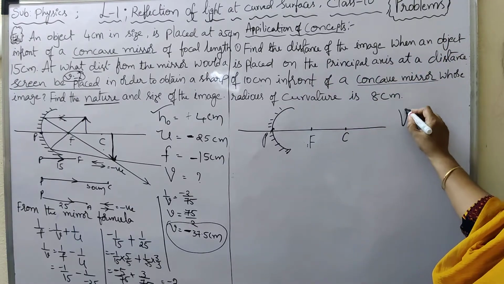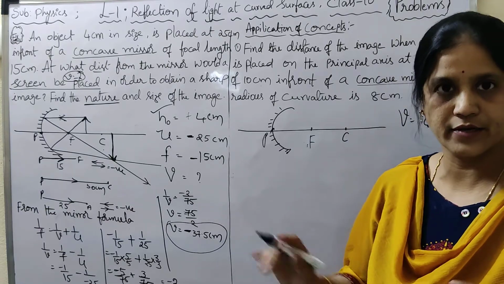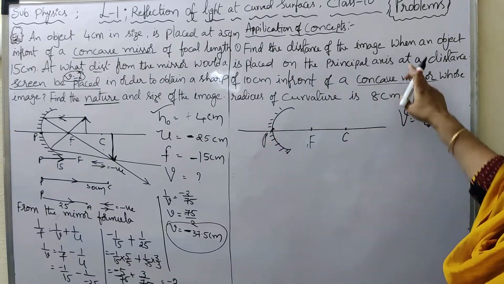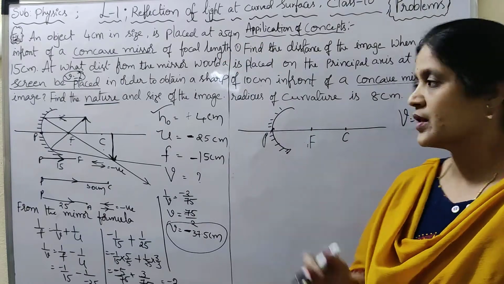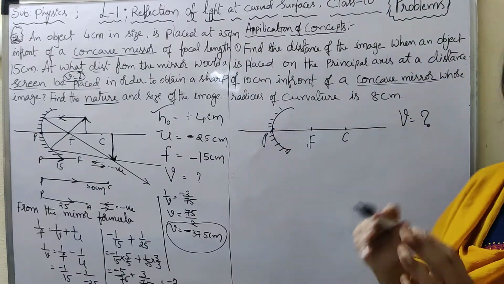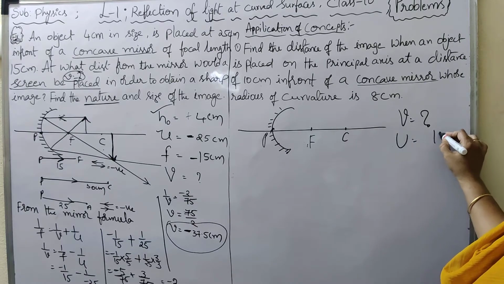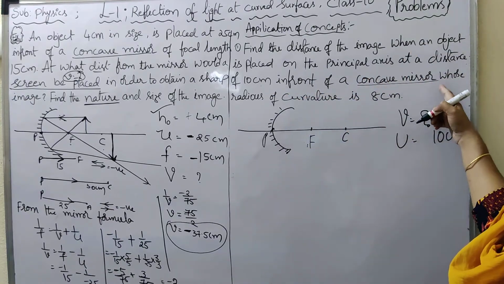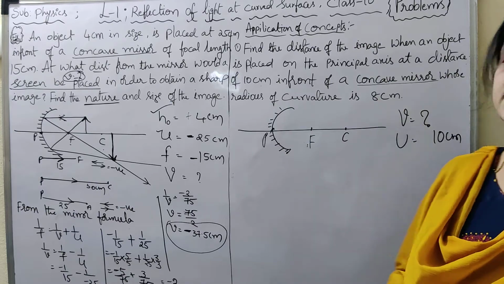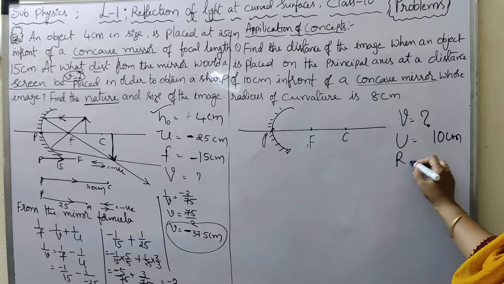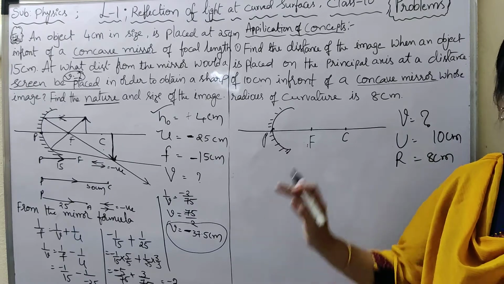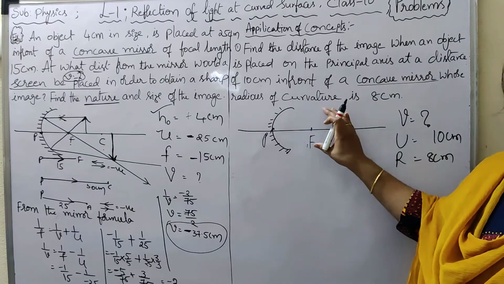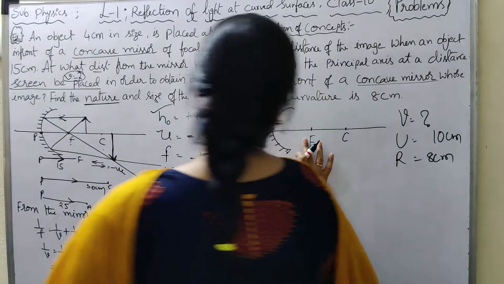Now find the distance of the image. So you must find out V from the problem. An object is placed on the principal axis at a distance of 10 centimeters from the pole. It means the object distance U is 10 centimeters. Concave mirror whose radius of curvature is 8 centimeters. So radius of curvature is given as 8 centimeters. So what values are given? Just write them. Again, these values we will find out through the ray diagram.